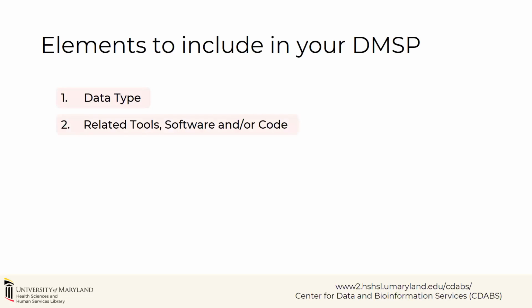Next, you want to talk about any related tools, software, and code. And these are software tools or code that's needed to work with or access your data. So if you have data that's in a SAS or Stata format, you're letting people know that they might need that software to open your files. Or if designing some custom software is a part of your project, you might talk about that and if people can get access to it.